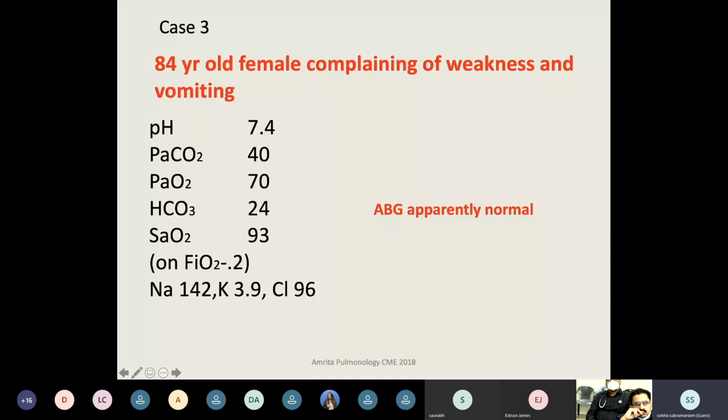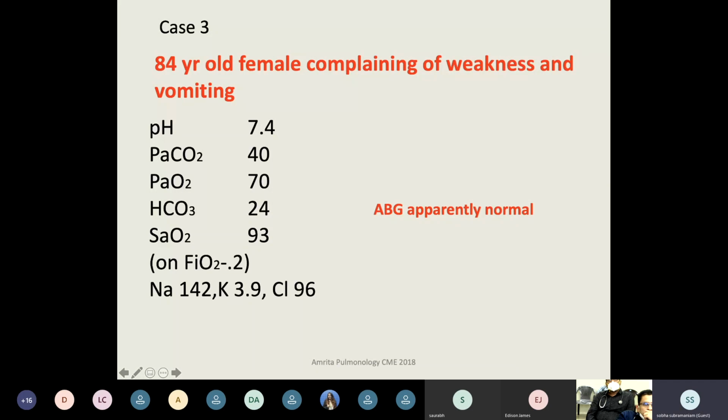So case number 3 is 84-year-old female who is complaining of weakness and vomiting for the last 1 week. Right, so look at the ABGs. pH is 7.4, PCO2 is 40, PaO2 70, for that age, 70 is okay. Bicarb is 24. All the ABG components appear normal. So what is the problem?